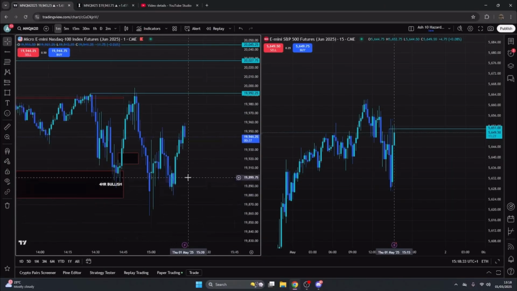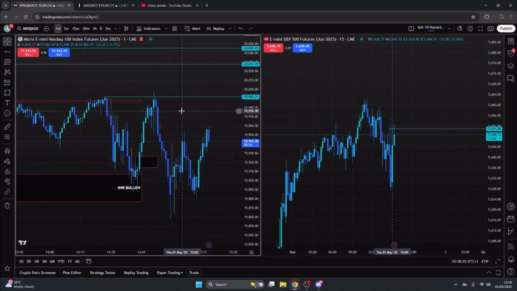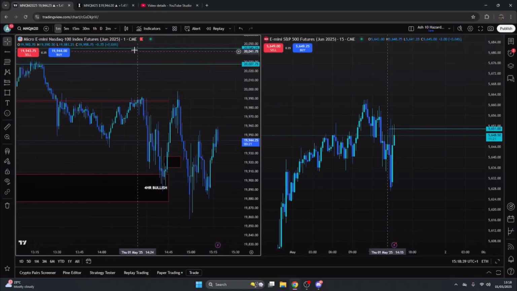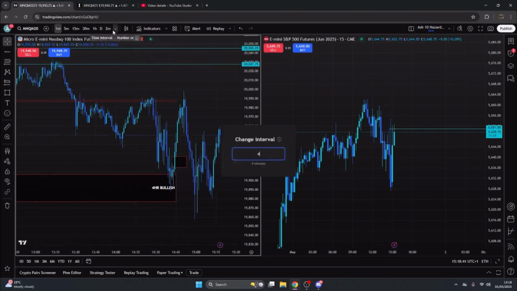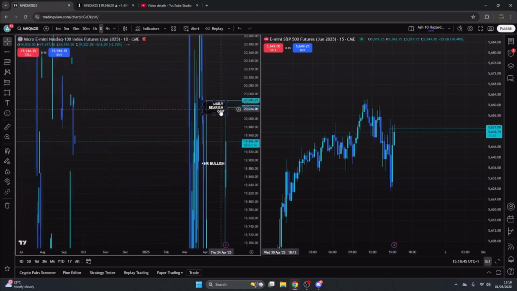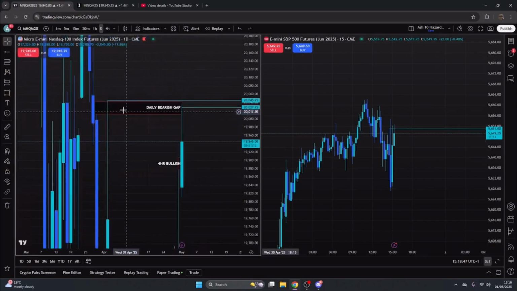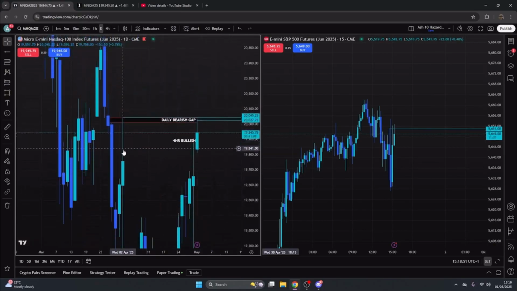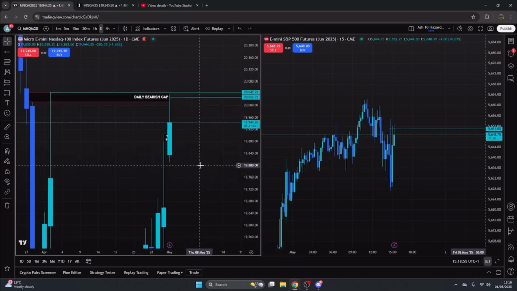Alright guys, so I'm done for the day here, and we're just going to quickly go over my analysis into why I took longs. So, looking on the 4 hour time frame, I instantly saw that we tapped into this daily bearish gap. So initially my bias was definitely to look for shorts. However, we could see that this candle had already filled this bearish gap, and this was just retesting it.